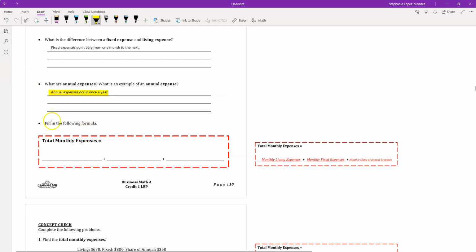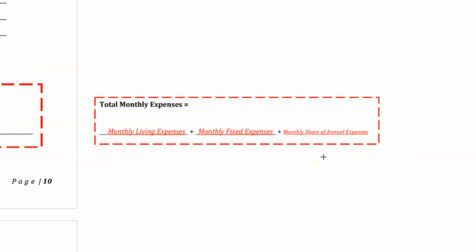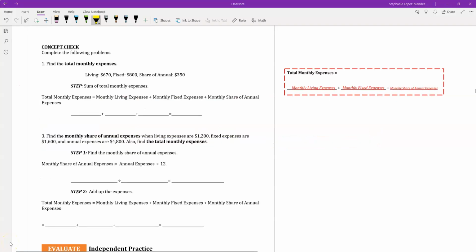Now we are going to continue with this formula, the total monthly expenses. The formula for the total monthly expenses equals monthly living expenses plus monthly fixed expenses plus monthly share of annual expenses. Now we go to our concept check.